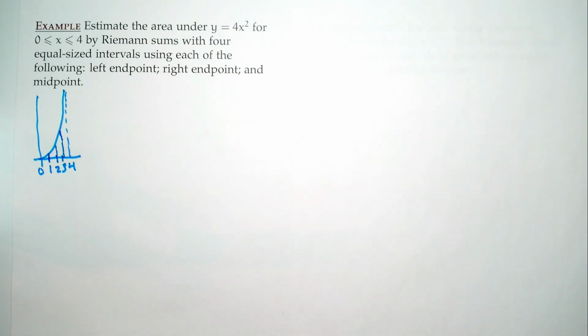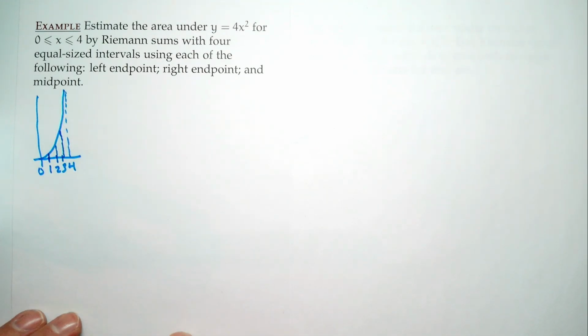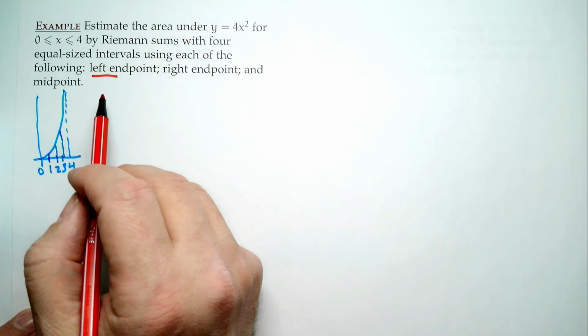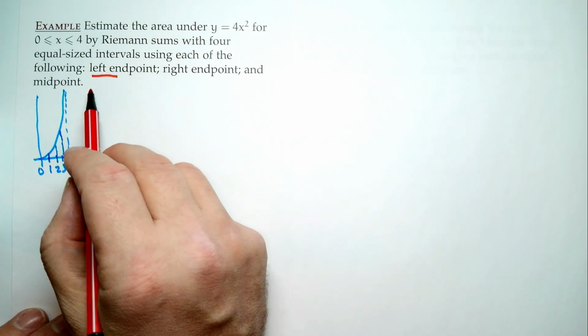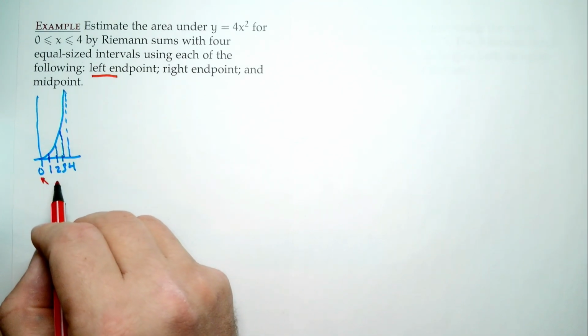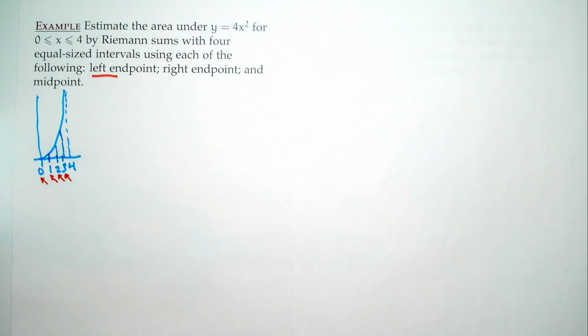All right. So we want to estimate the area here using Riemann sums. And we're going to do it 3 times. Left endpoint says what? Well, the Riemann sum says I look at the left endpoint. So the left endpoints would be 0, 1, 2, and 3. So for each one of my 4 intervals, I ask, where's the value that's on the left-hand side?